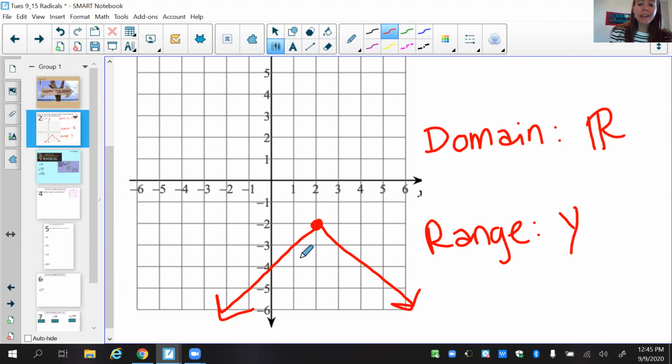If we need these values to be included, we want everything less than -2, and it can be equal to -2, so I'm going to write it like this. So we've got our vertex and our domain and range. Great job. All right, that was to get our brains moving.